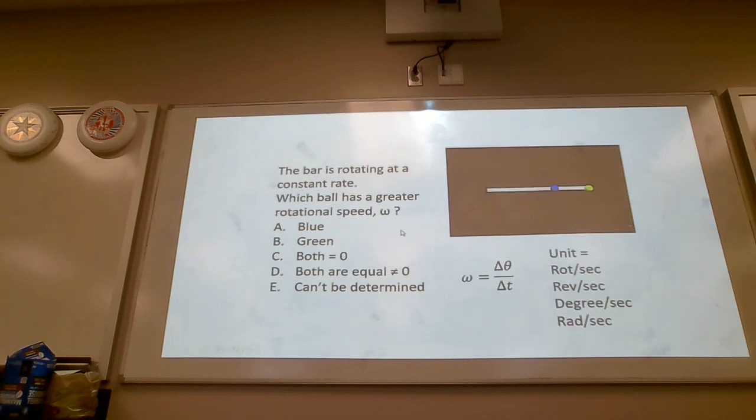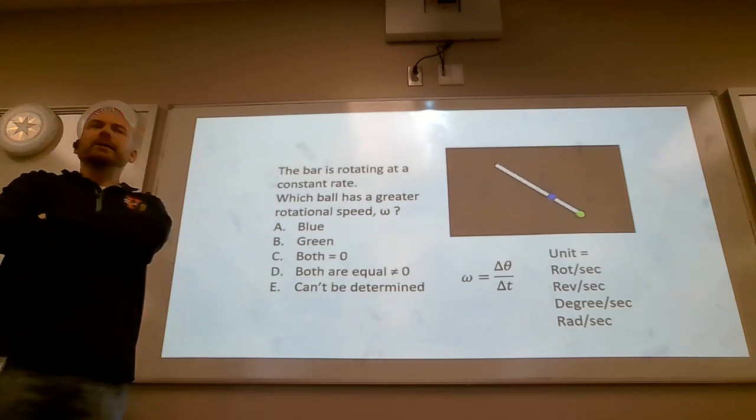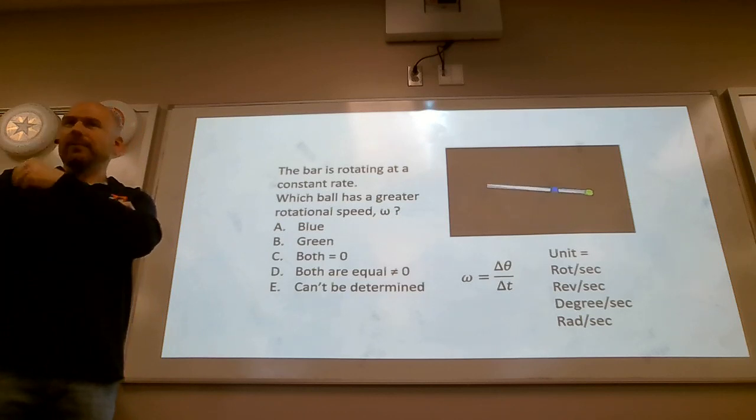What do you think of this original question? What's the correct answer? I got one vote for D. Dangerous dinosaurs is correct. Okay. So rotational speed is how quickly you are going in a circular path.